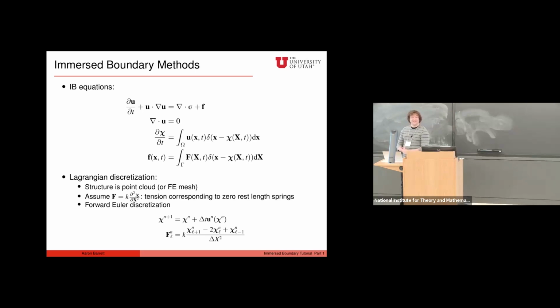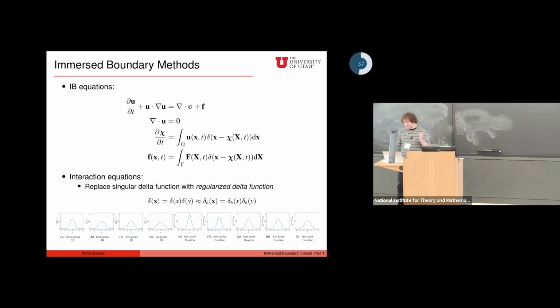Oh, yeah, but that's also a point cloud. So you can discretize the structure as a point cloud or a finite element mesh. We'll go over both of those kinds of examples. And then we discretize the forces associated with that. You can just use centered differences. But again, if you're using some finite element method, you might discretize your Lagrangian forces in a finite element way. I won't talk about that. Then you time step it.